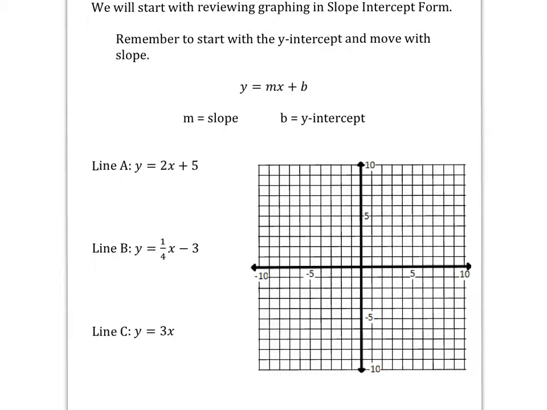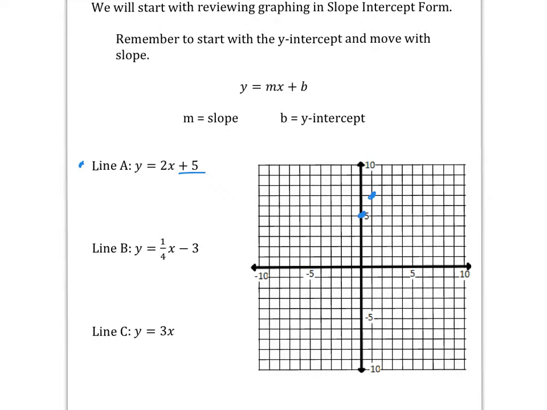So with line A, we have y equals 2x plus 5. So I'm going to make this one blue. And so I'll go up 5 for my y-intercept and graph that point first, right there, and I'm going to move according to my slope. So my slope is 2x, or 2. The 2 is in front of x, so that's m, our slope.